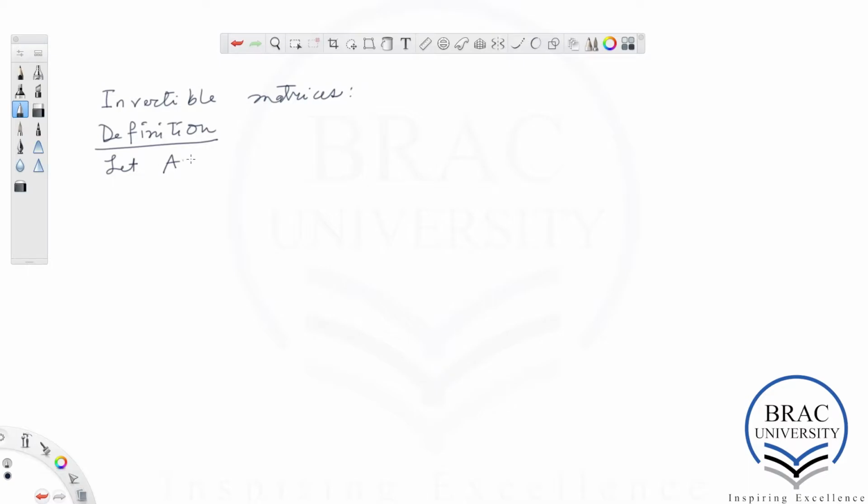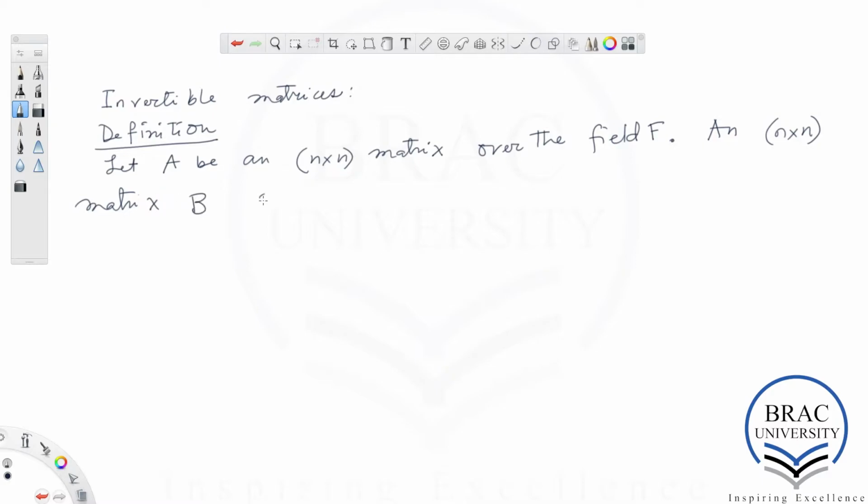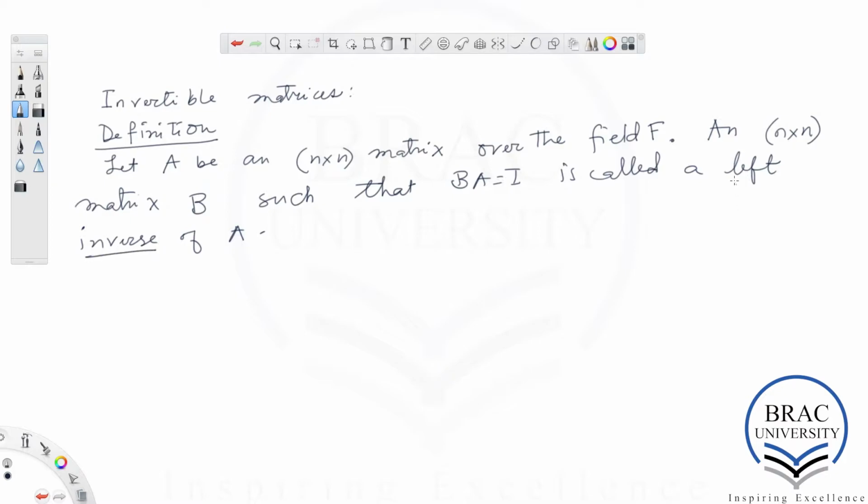Let A be an n times n matrix, that is a square matrix of size n cross n, over the field F, that is its entries take their values in the field F. An n times n matrix B over the same field such that BA is equal to I is called a left inverse of A. Okay, so this B is called a left inverse of A.